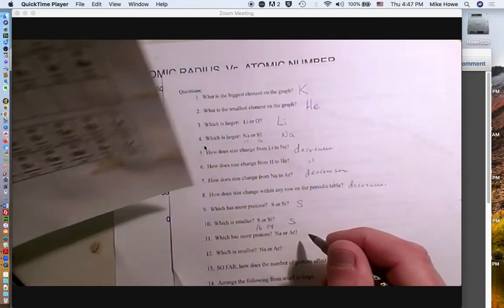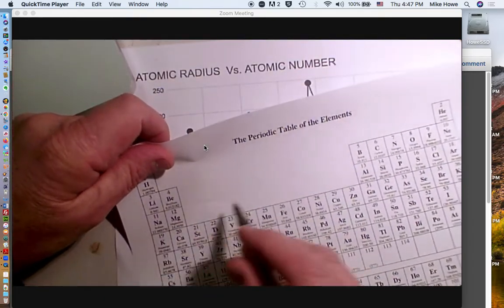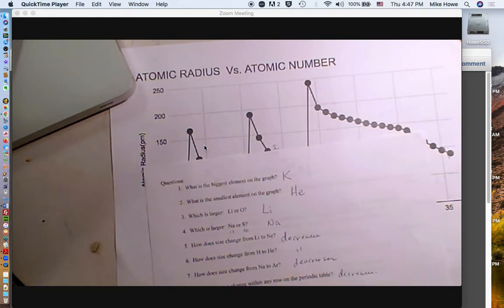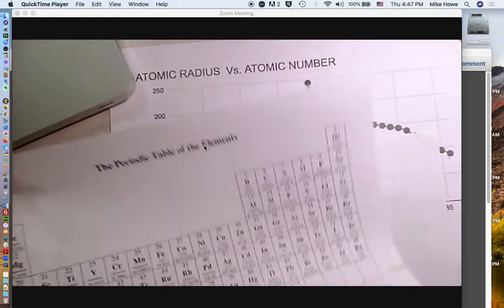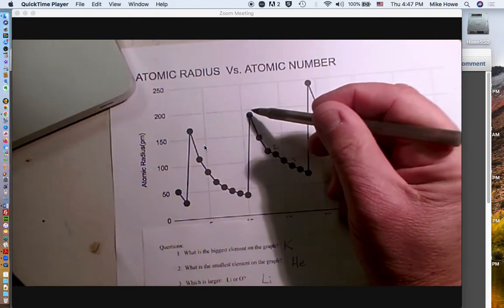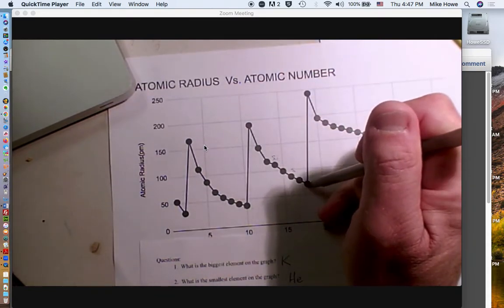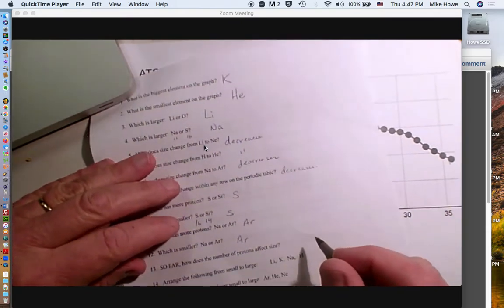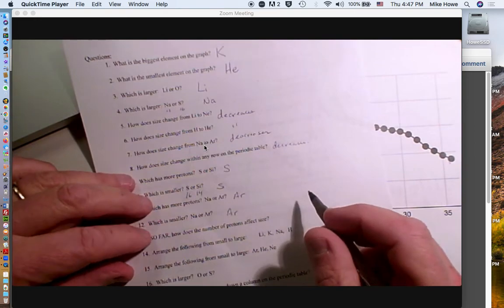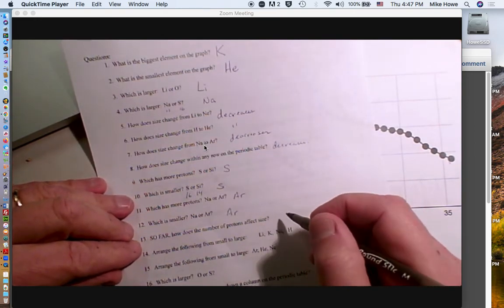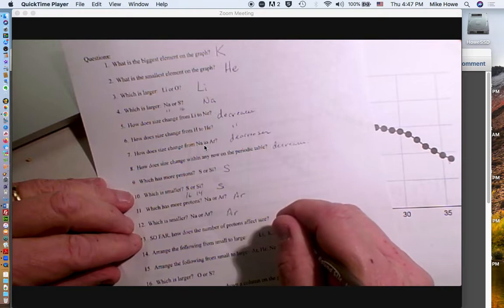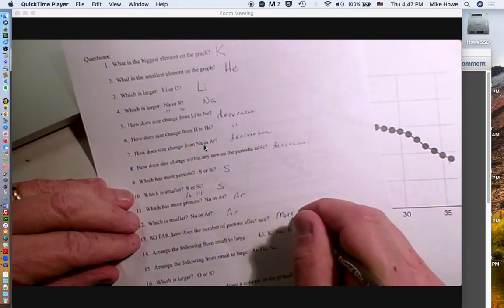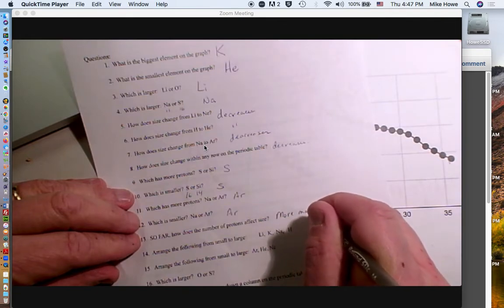Which has more protons, sodium or argon? Sodium is 11, argon is 18. So argon has more protons, which is smaller. Also argon, because remember, sodium was number 11, right here. Argon's 18. So far, how does more protons affect size? Okay, now this is the why, and we haven't talked tons about why in class. That's why I was making this video. Okay, so the why is more protons make the atom smaller.